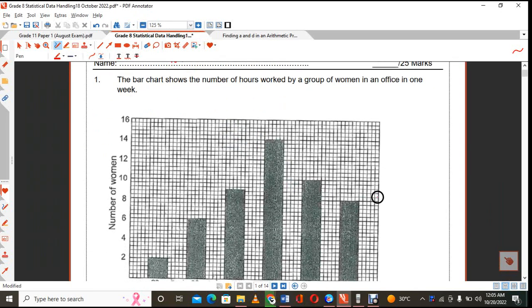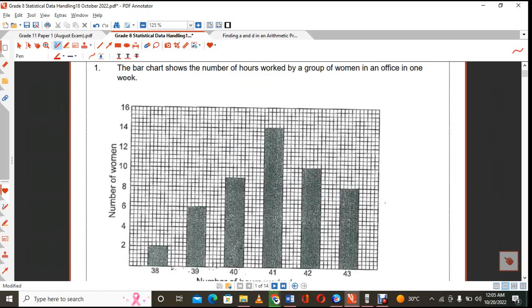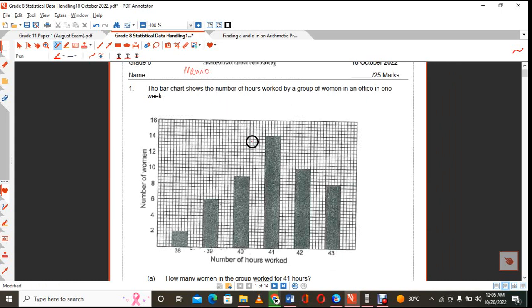I have a bar chart and it shows the number of hours worked by a group of women in 1 week. Remember, 1 week is 7 days. Let's fill in the information that we have so far before I answer the question. The number of hours worked is on your x-axis. The number of women is represented on the y-axis.